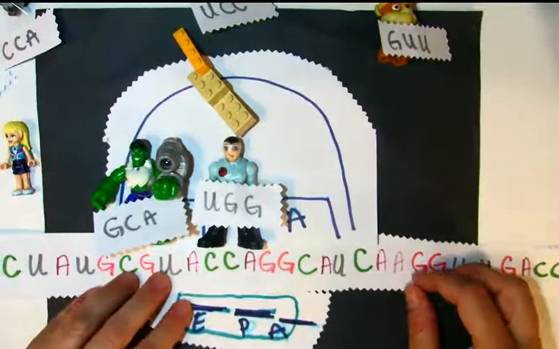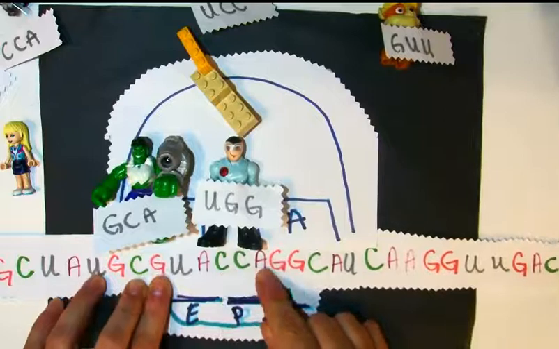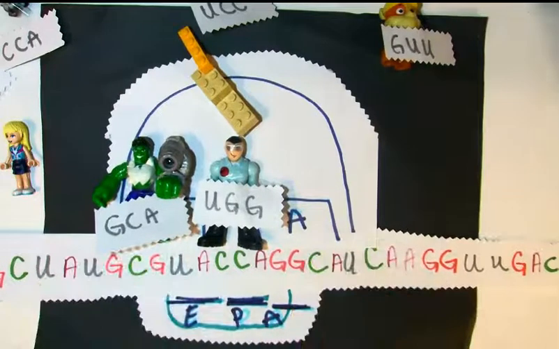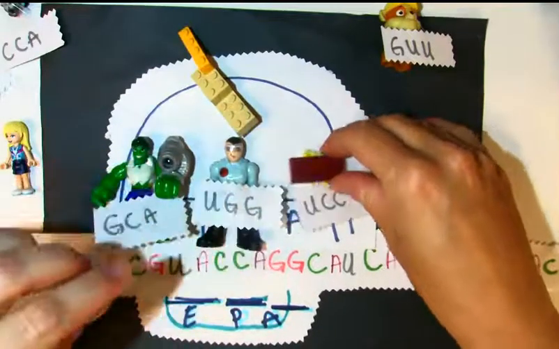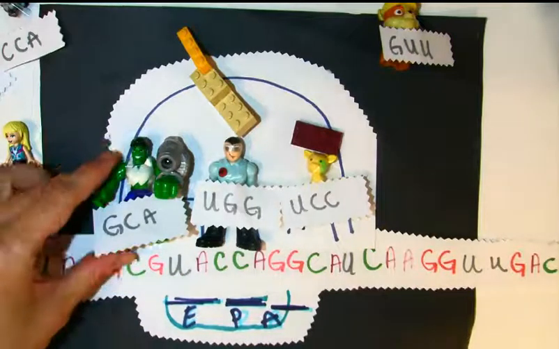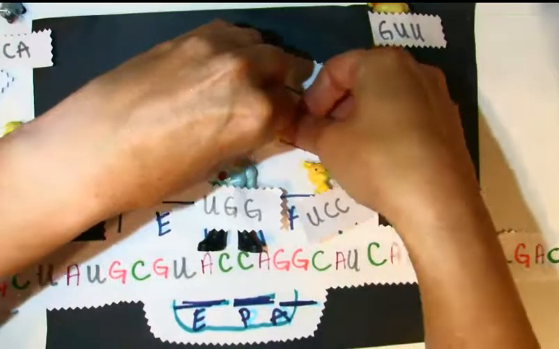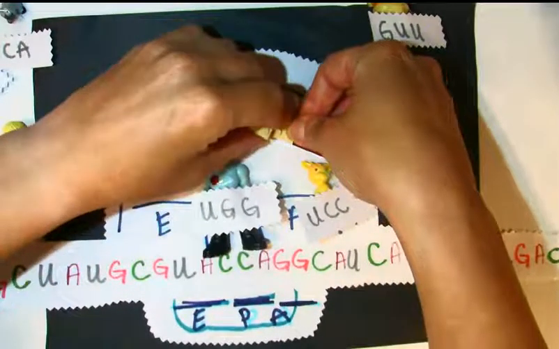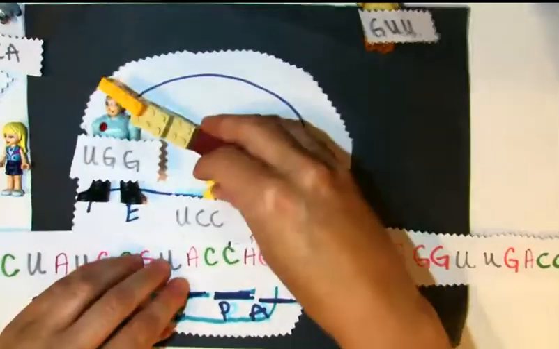All right, so this was ACC in our P site here. So now we have AGG. So our anticodon for AGG is going to be UCC. So our tRNA that has the anticodon of UCC comes in with his little Lego, which is his amino acid. This one leaves the exit site. Our peptide bond is formed. And then everybody scooches down one.